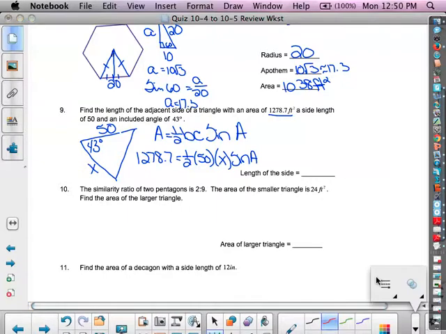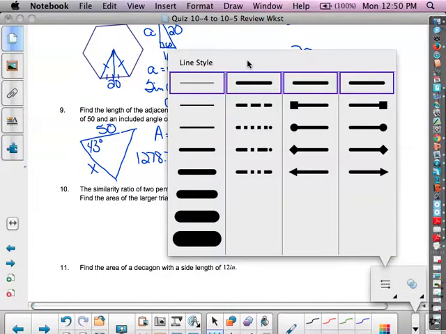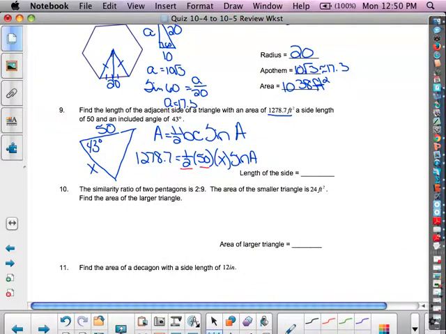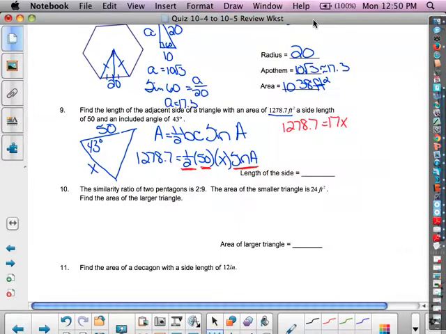So take those values, the 1/2, the 50, and the sine of A, and put that in your calculator. You're going to get 1,278.7 is equal to about 17x when you combine the 1/2, the 50, and the sine of A. And then when you solve that by dividing both sides by 17, you should get that that is about 75.2 feet will be the length of that adjacent side.